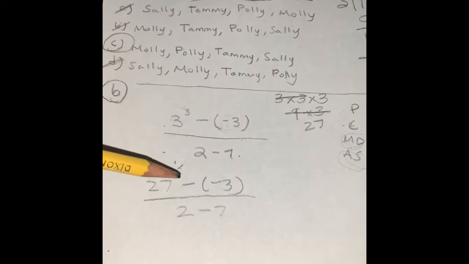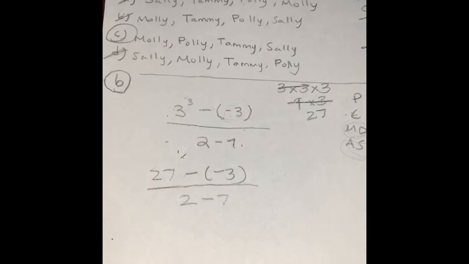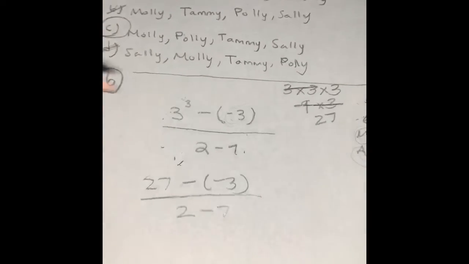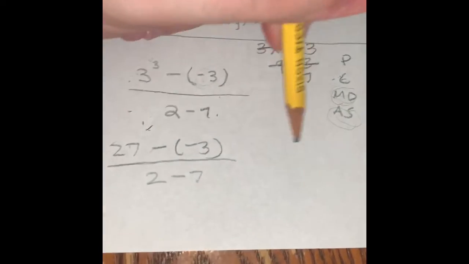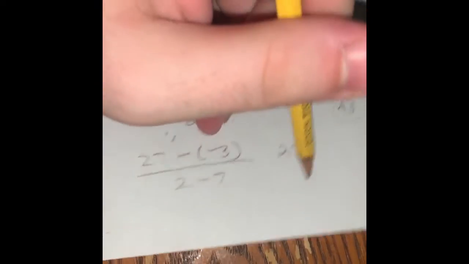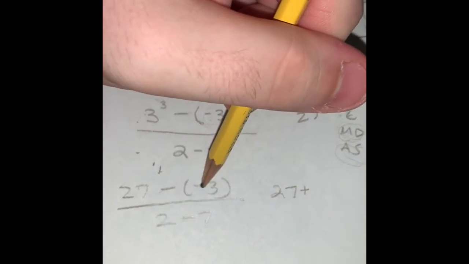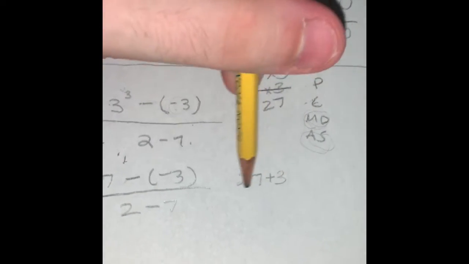So now I'm going to do my next step. 27 minus -3. Now I don't want us doing subtraction with negative integers. This is how I want us to go ahead and do it. We're going to keep the first number the same. We're going to change our subtraction sign to an addition sign, and we're going to make our second number its opposite. So the opposite of -3 is +3.